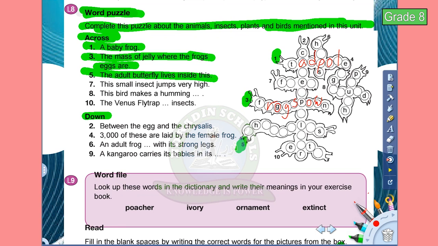1, 2, 3. Three letters are written here in the word puzzle. Let's also count how many letters are missing. 1, 2, 3, 4, 5.